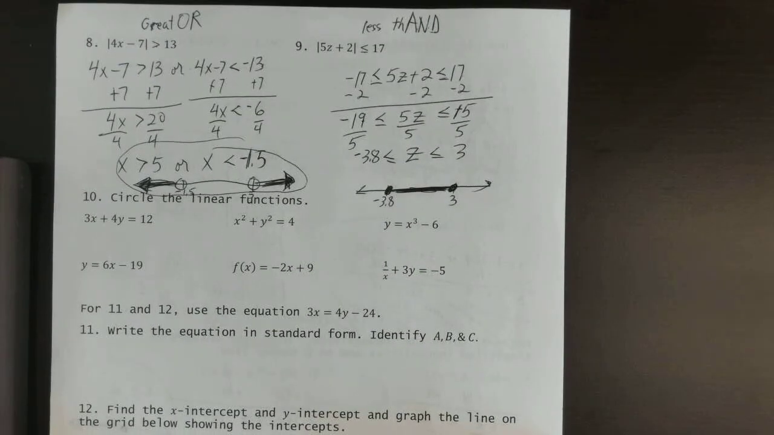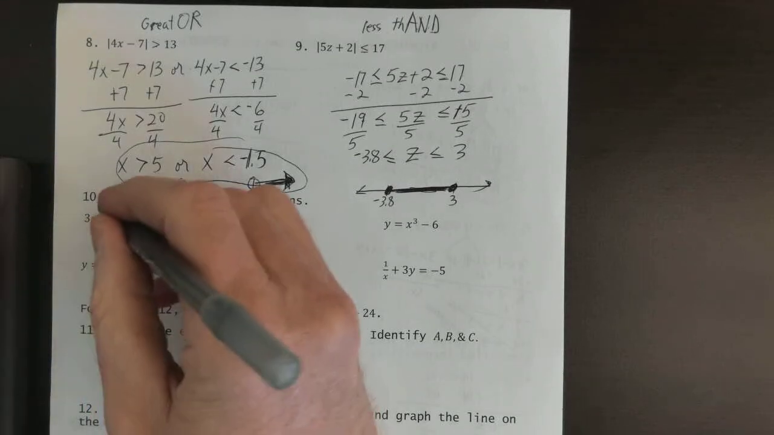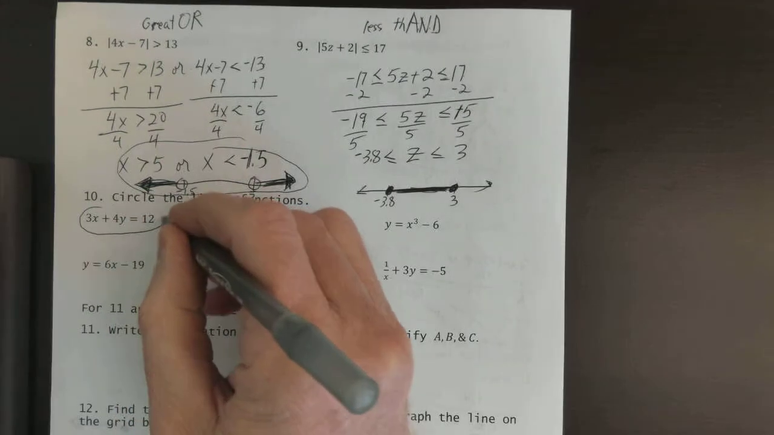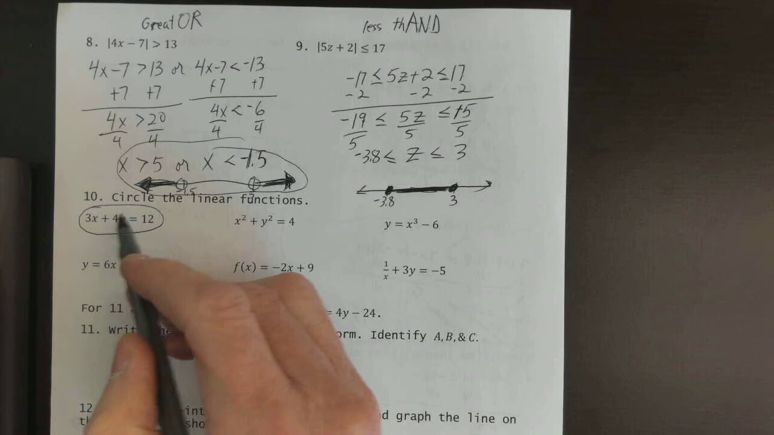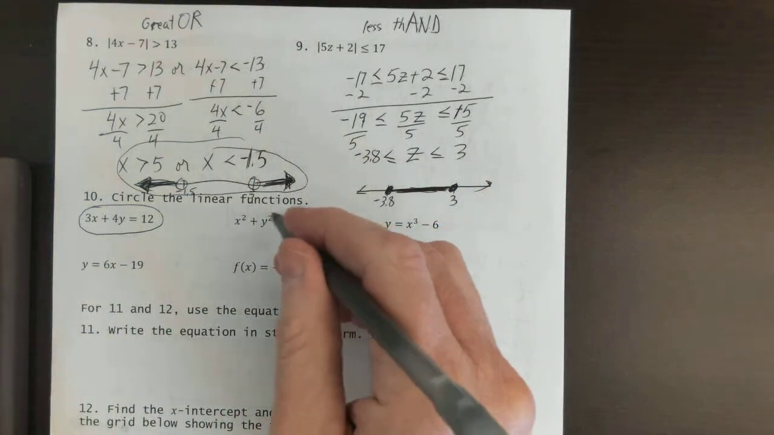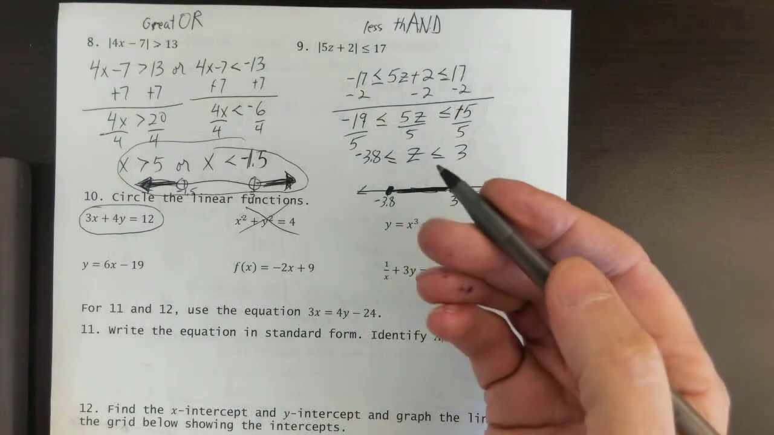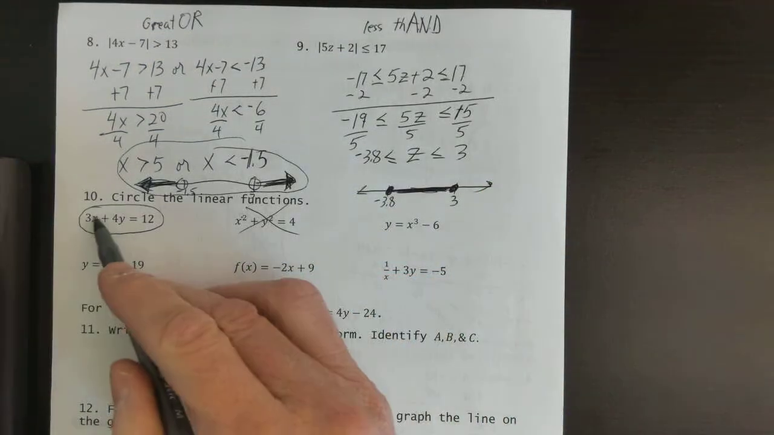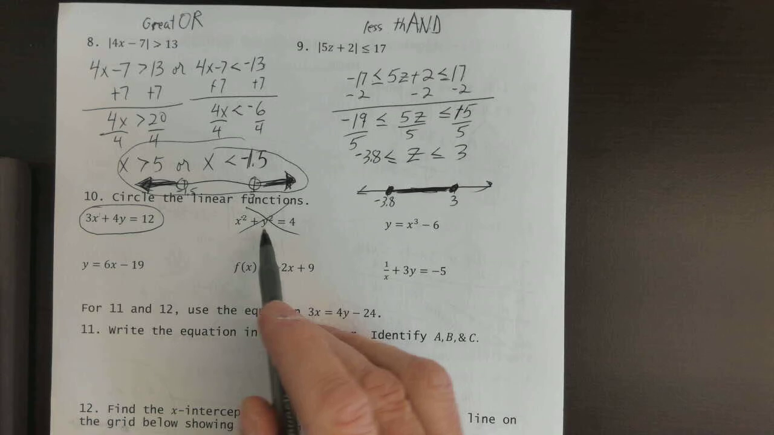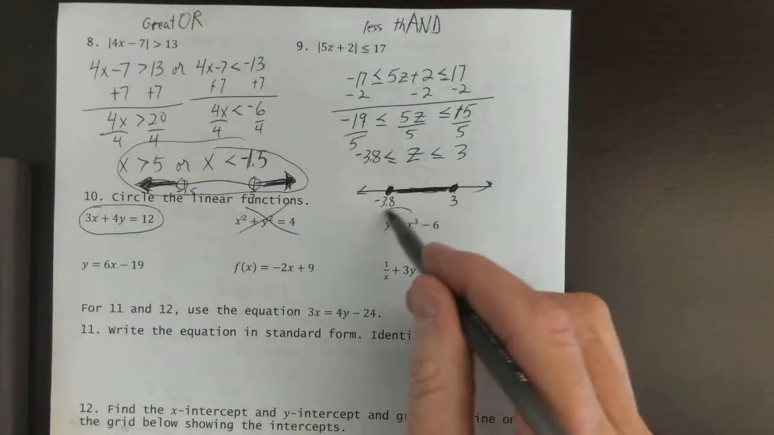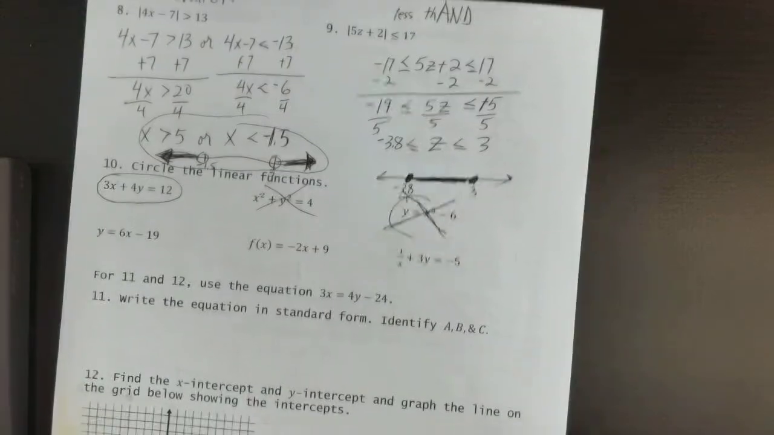Okay, number 10. Circle the linear functions. This one's actually in standard form already. X to the first, y to the first are not being multiplied together. This one is not: the x to the second, y to the second. Whenever you have some other exponent than 1, it's not. Now this has a third power in it, so let's not circle that. Do not circle that one.